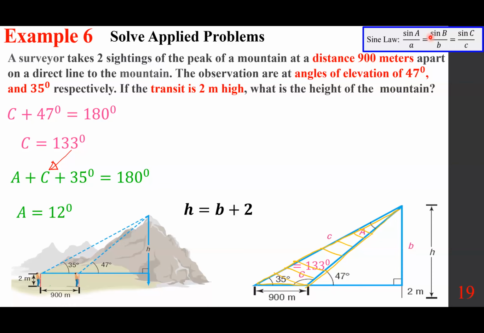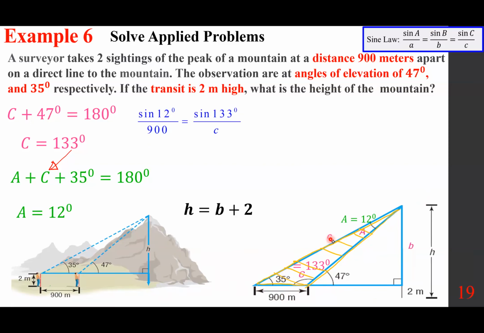So this is 12 degrees, everybody. Why did we need that? Because the opposite side is 900, so we need this angle. Sine A over a: sine of 12 degrees over 900 is sine of this 133 degrees over what we are looking for, this big side lowercase c.